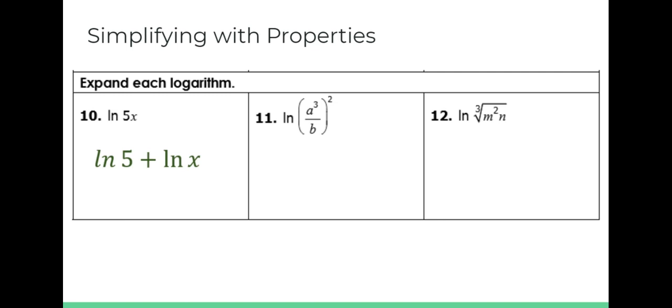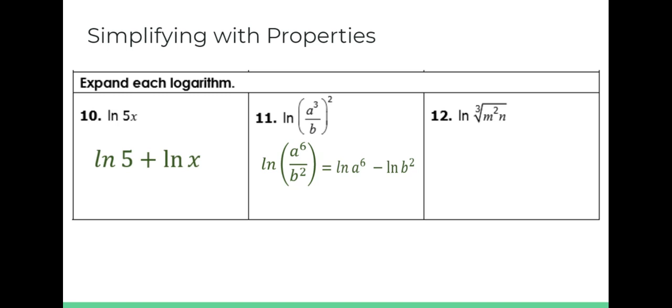Okay, so first things first, when I have a power to a power, that means I multiply my powers. So I multiply a cubed times 2. 3 times 2 is 6. Then I can't forget about this denominator. So b also has to be squared. To rewrite this, I have the natural log of a to the 6 divided by b squared. Now this is just a division problem. So what I do to expand this natural log is natural log of a to the 6th minus natural log of b squared.